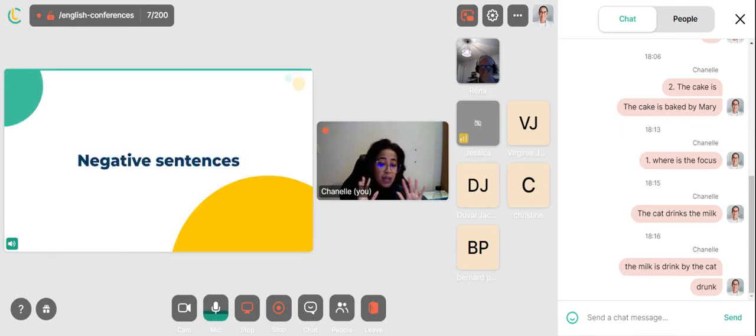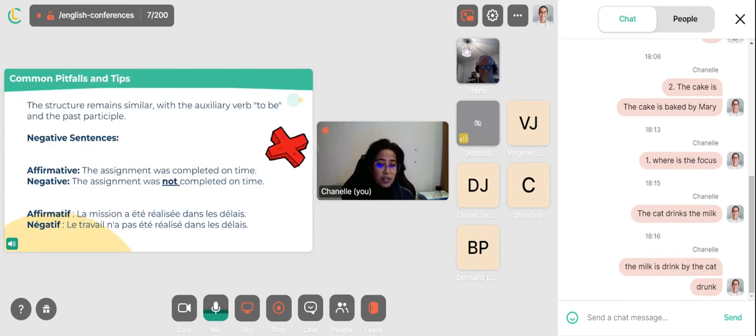On va regarder une autre phrase. Donc, negative sentences. What do I do in negative sentences? The structure remains similar with the auxiliary verb to be and the past participle. So, negative sentences. If I have an affirmative, it says the assignment was completed on time. Donc, on a was. So that shows it's the past simple, le passé simple. So the passive voice will also be past simple avec le participe passé. We start with the assignment was completed on time. But I need my negative. I need la négation. The assignment was not completed on time. Let's look at if there is another example.